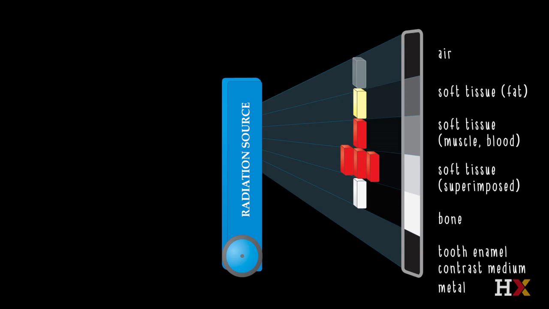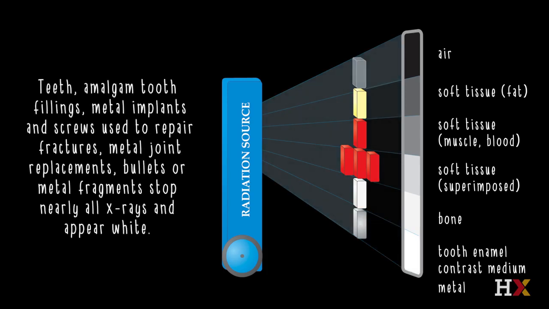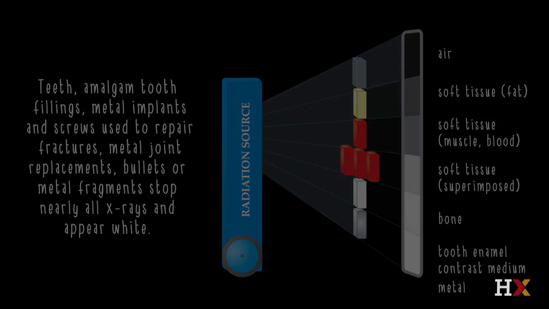And then the densest structures of all are actually tooth enamel and any metal that appears in the body. That can be a metal filling in a tooth, an amalgam filling, or an implant of any kind. If you've had a fracture repaired and they had to use a plate or bone screws, then those will appear very dense on a radiograph. Any joint replacement, and in the trauma setting, any bullets, for example, or fragments of metal will also have this very white, dense appearance.